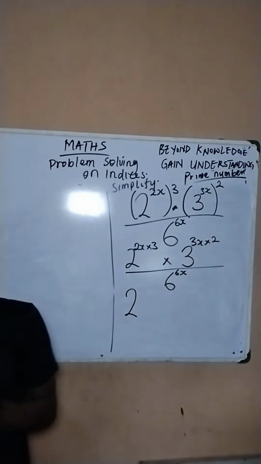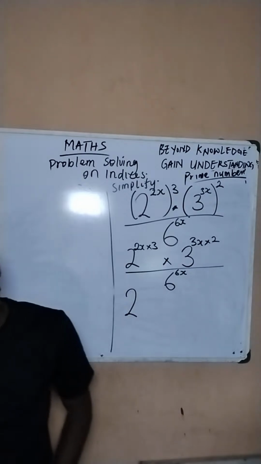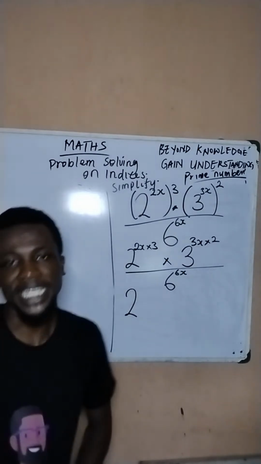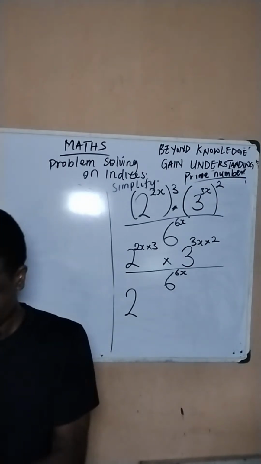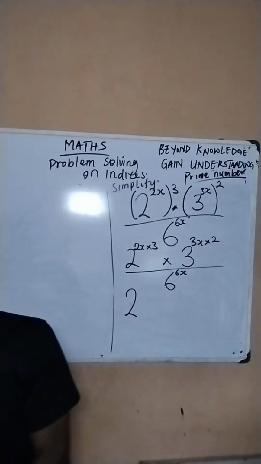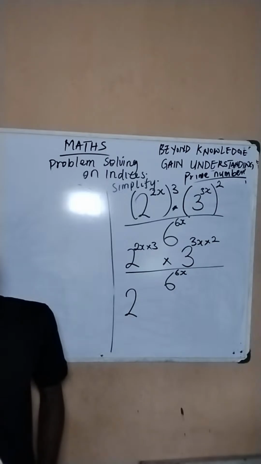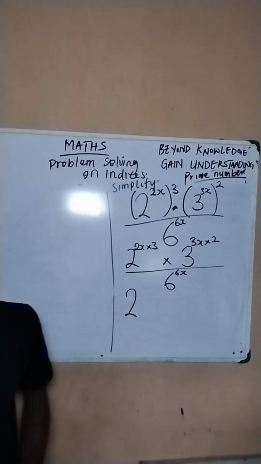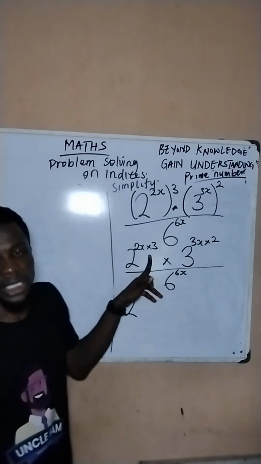2x times 3, guys. Help me. Any help? Okay, I think I'll just proceed. 2x times 3 will give us 6x.